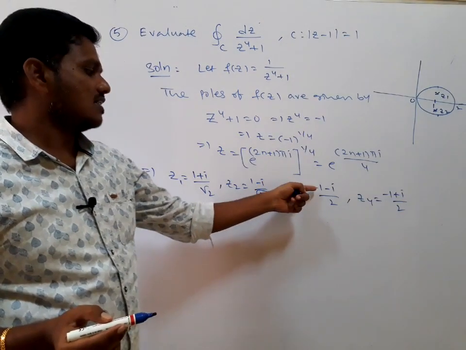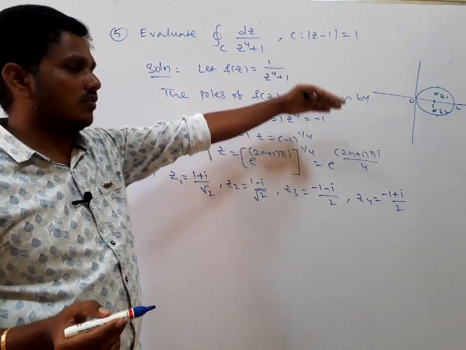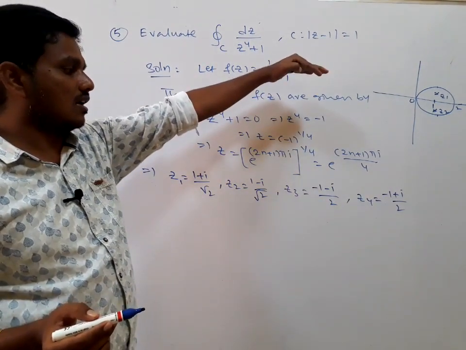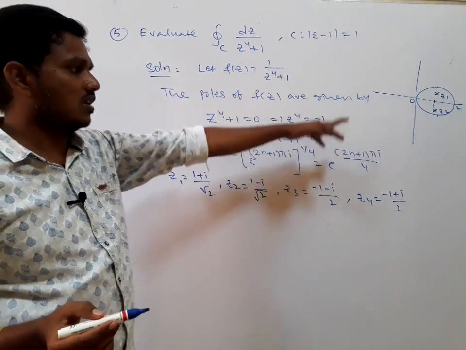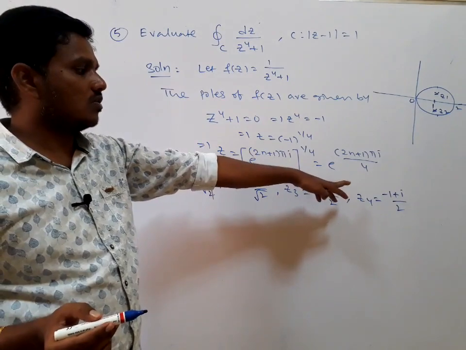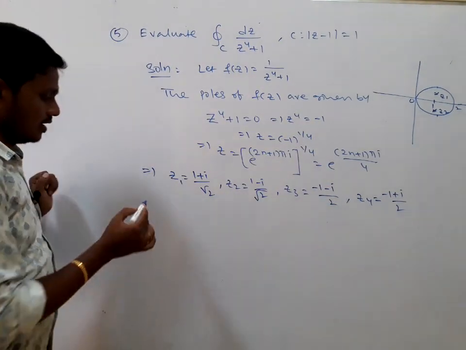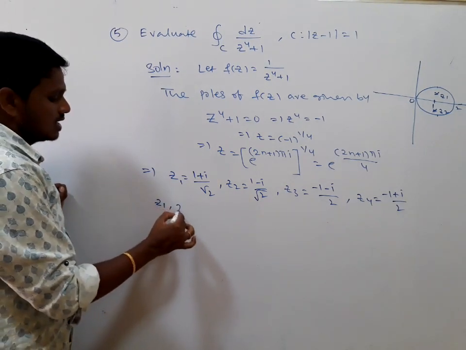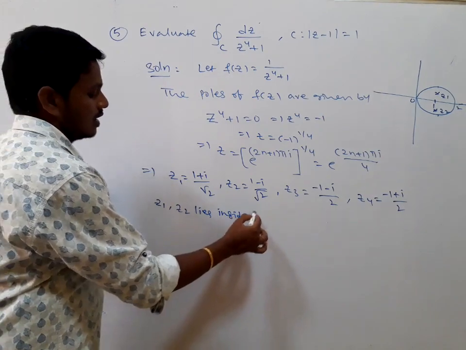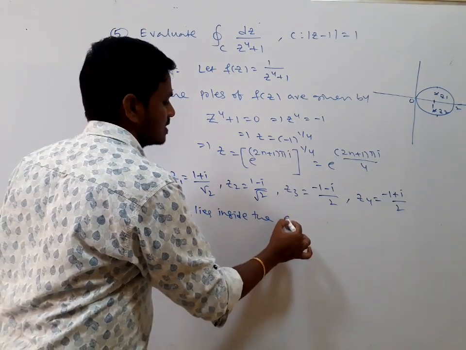Why? Because x is negative there. Where x is negative and y is negative, that is the third quadrant, and the region is not covering it. Where x is negative and y is positive, that is the second quadrant, and the region is not covering it. Only z1 and z2 lie inside the circle, inside the region C.